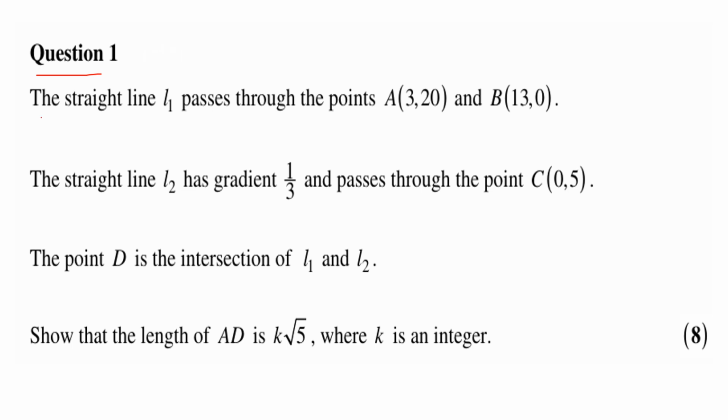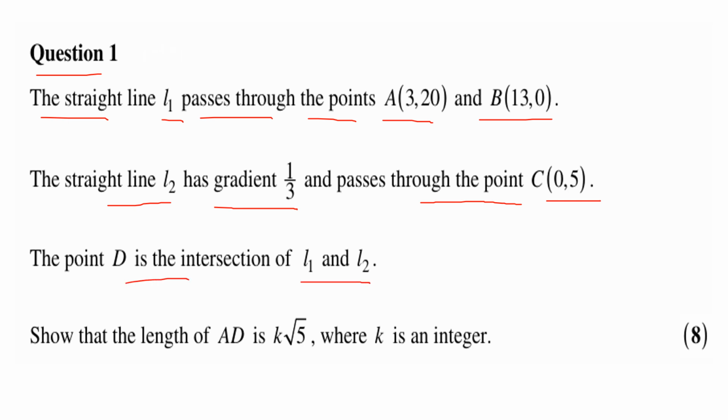So here's the question. The straight line L1 passes through the points A, which is (3, 20), and B, which is (13, 0). The straight line L2 has gradient 1/3 and passes through the point C, (0, 5). The point D is the intersection of L1 and L2. Show that the length of AD is k root 5, where k is an integer.